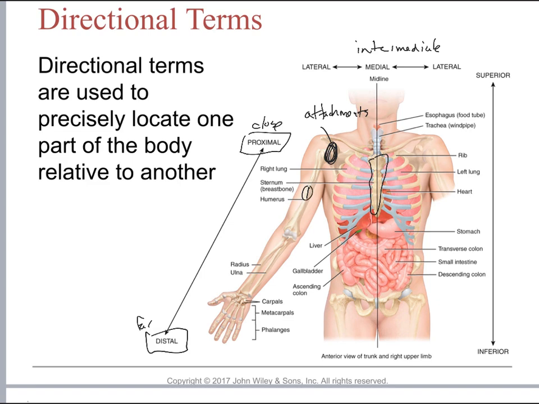So the humerus is what to the ulna? So it is closer. So if we draw a line from one to the other, whoever has the closer line will be proximal. Whoever has the longer line will be distal. For example, the humerus is proximal to the ulna. But if we flipped it and said the ulna is what to the humerus, it's further away from that point of attachment. So we use the word distal.